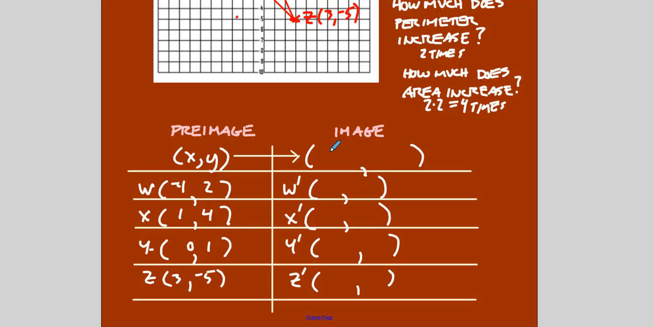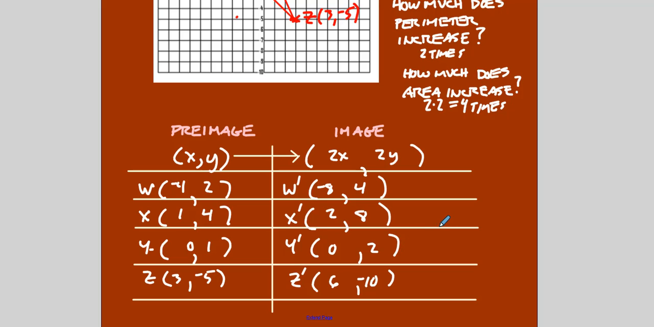Okay, so the rule here is going to be 2x, 2y because our scale factor is 2. So W prime: multiply everything by 2. That's going to be negative 8, 4. That's going to be 2, 8. Anything times 0 is 0, so 0, 2. And that's going to be 6, negative 10.